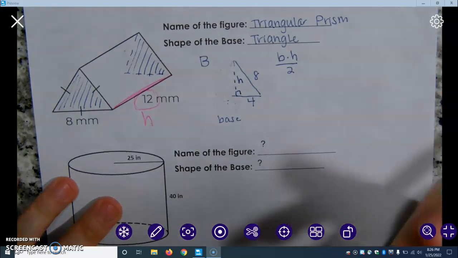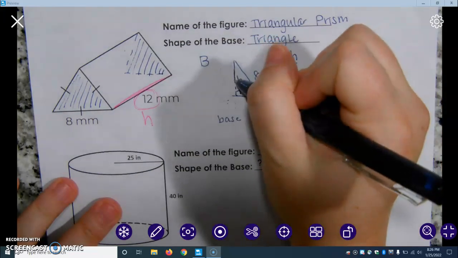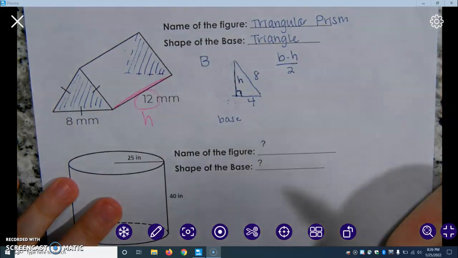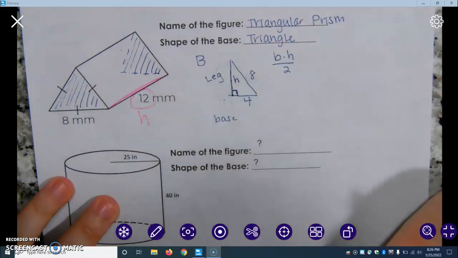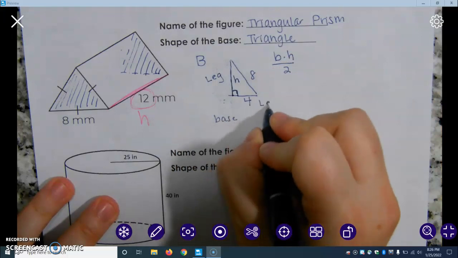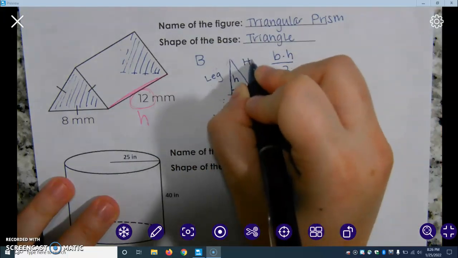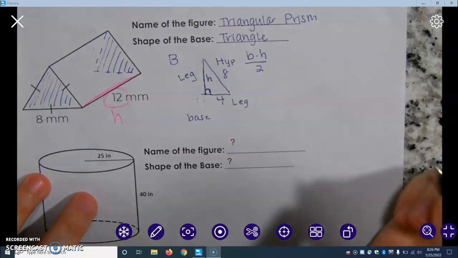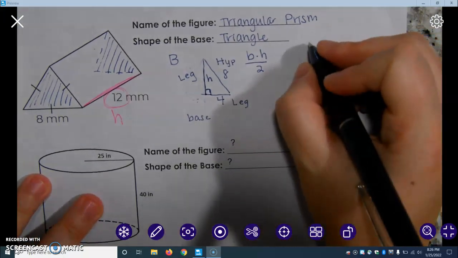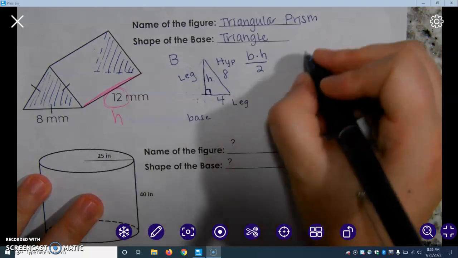So if you look at your formula sheet, we have something we can do with a right triangle. We can do the Pythagorean Theorem. The height is a leg. So 4 is another leg, 8 is the hypotenuse. So I'm going to have to do a squared plus b squared equals c squared so I can find the height. So I'm just going to do that down here.